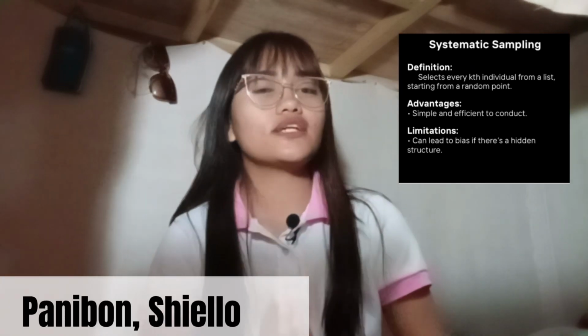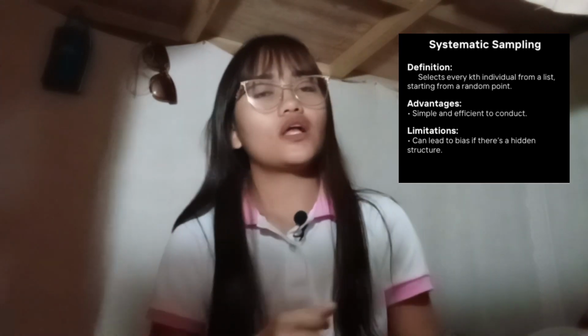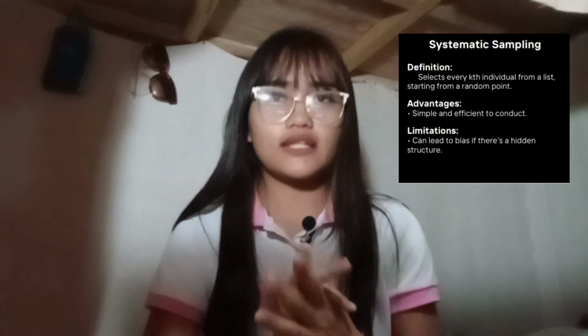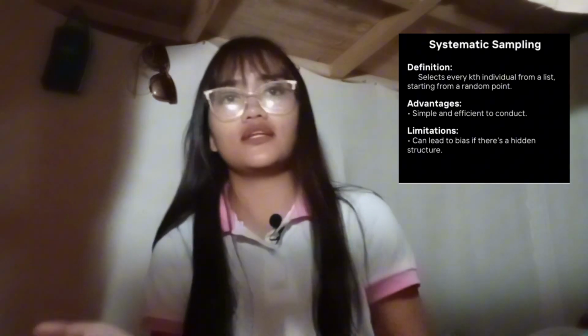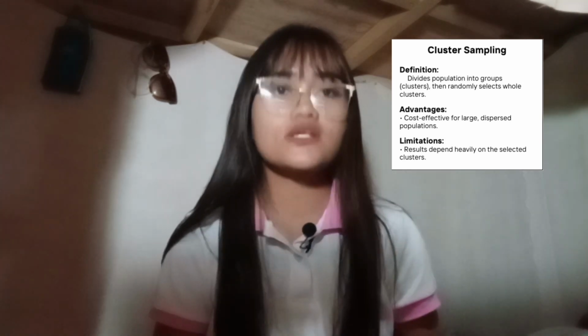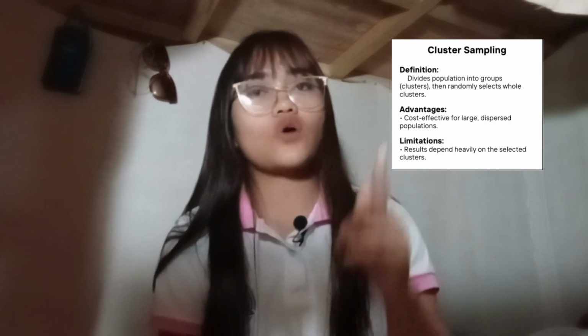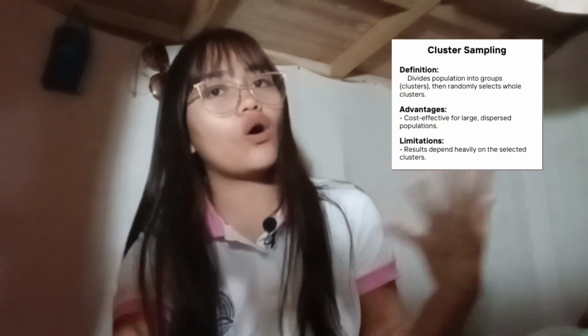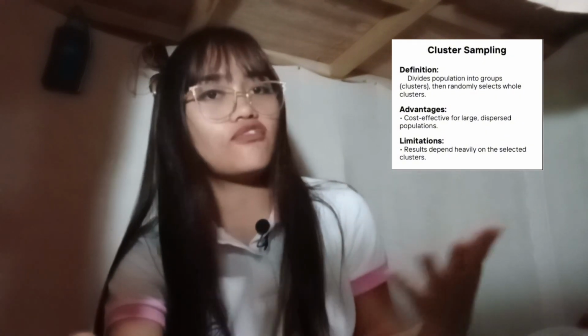Systematic sampling means choosing every nth person from a list. For example, if you pick every fifth student from a class list, that's called systematic sampling. It is easy and quick, but it might be biased if there is a hidden pattern in the list. On the other hand, cluster sampling is when we divide a big group into smaller groups called clusters, then randomly choose whole clusters to study. It is useful when the population is large and spread out, like people living in different towns. However, if the chosen clusters aren't good representatives of the whole group, the results might be off.